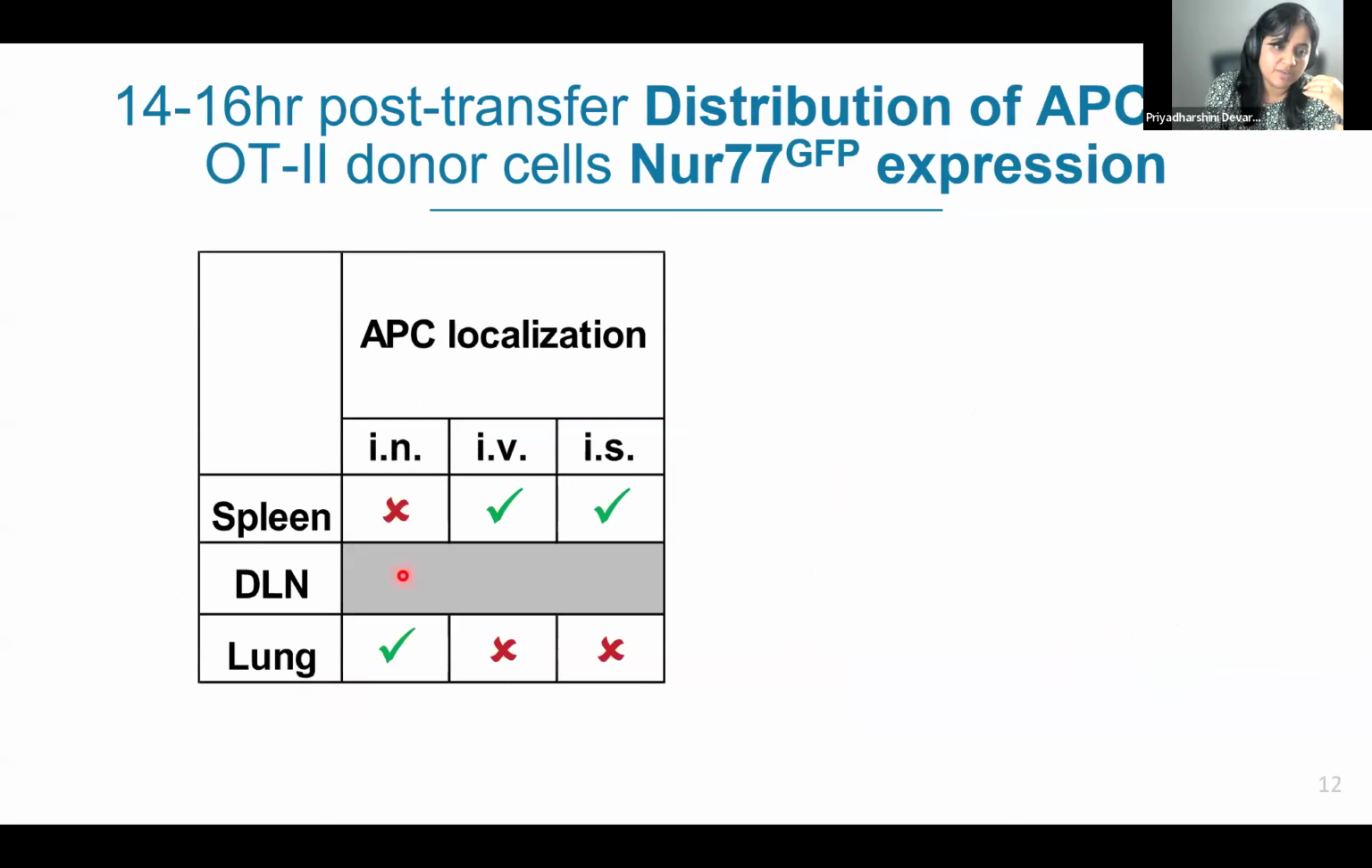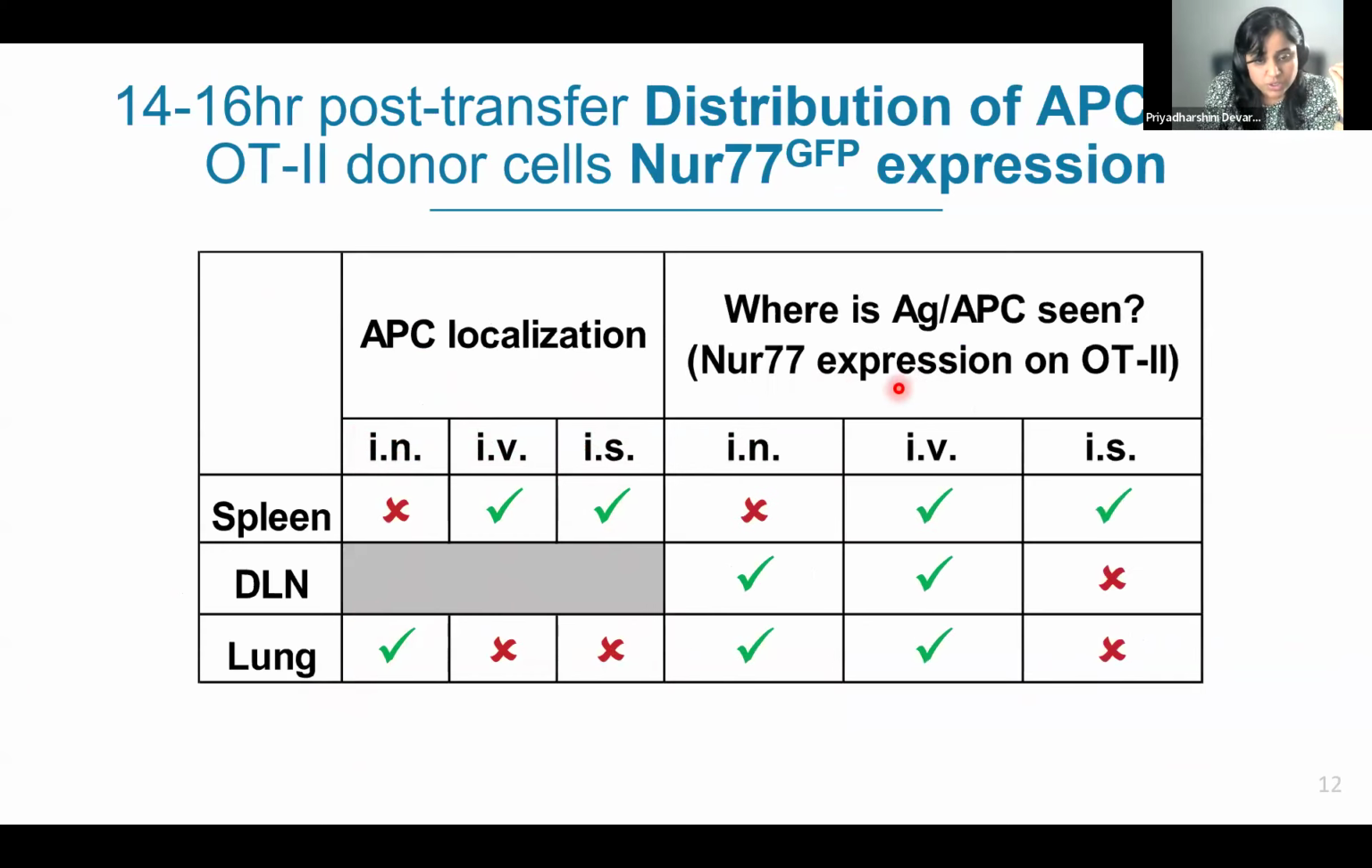So what we see is that when we transfer APCs intravenously, we see APCs in the spleen and not in the lung. When we transfer them intrasplenically, we see them in the spleen and not the lung. But when we transfer them intranasally, we see them in the lung and not the spleen.